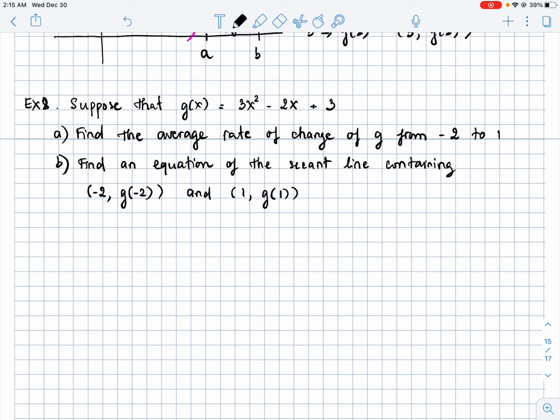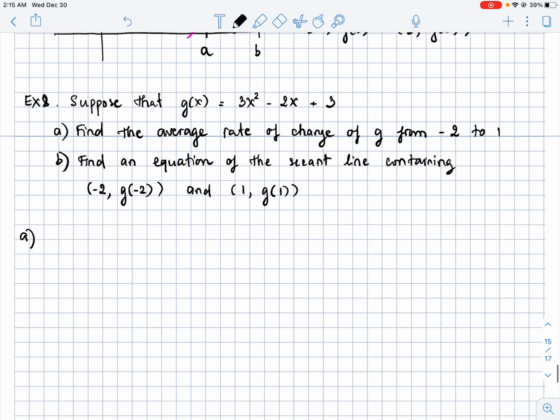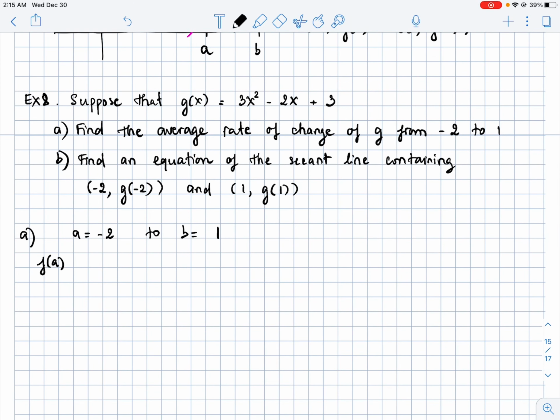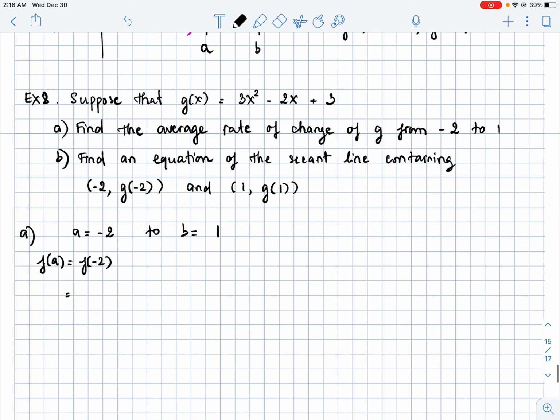Example 8. Suppose we are given the function g of x equals 3x squared minus 2x plus 3. In part A, we want to find the average rate of change of g from the point -2 to the point 1. So A is -2 and B is 1. Now we find f of A, which is f of -2. We will plug in -2 into the function. We will get 3 times -2 squared minus 2 times -2 plus 3.